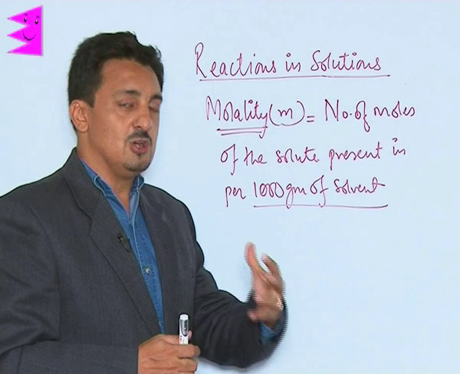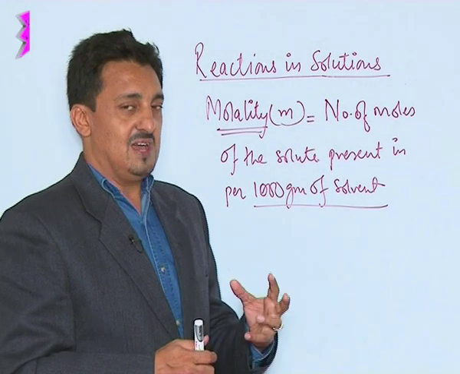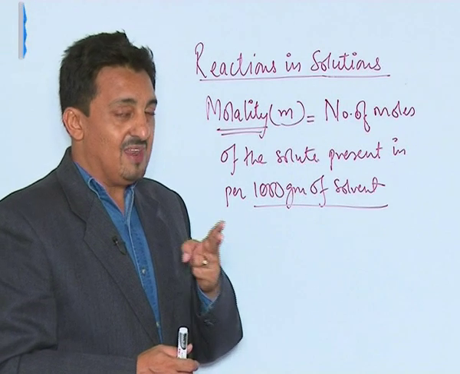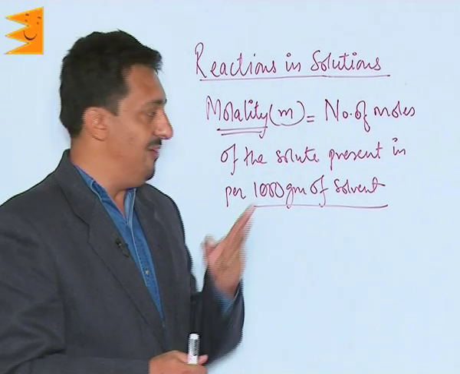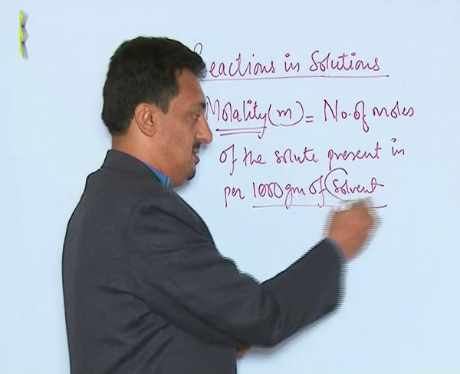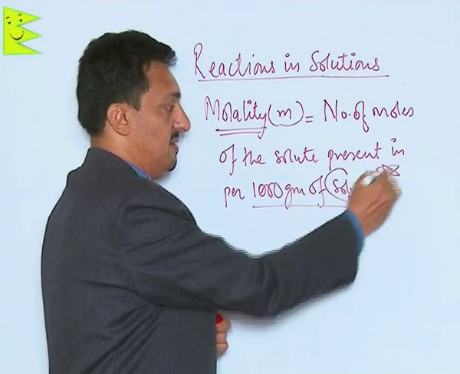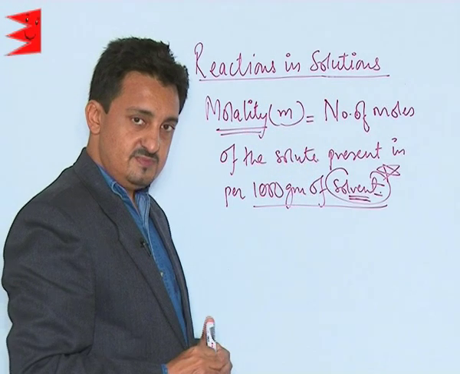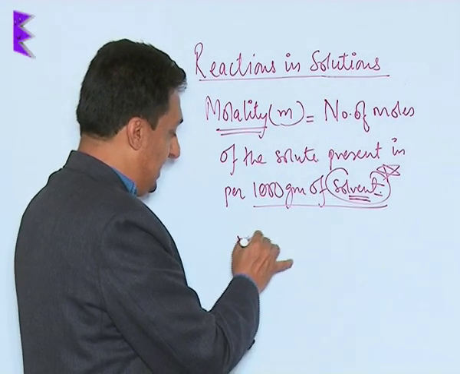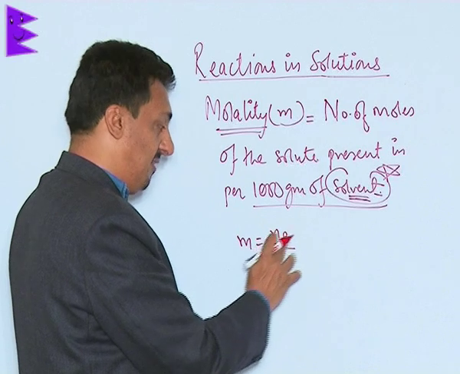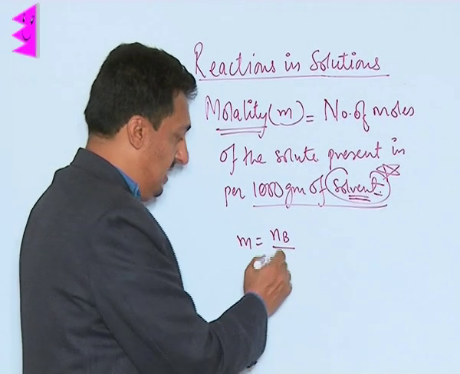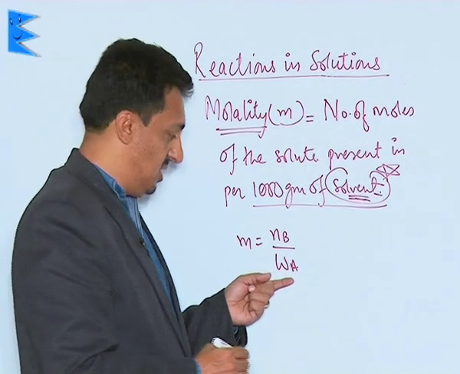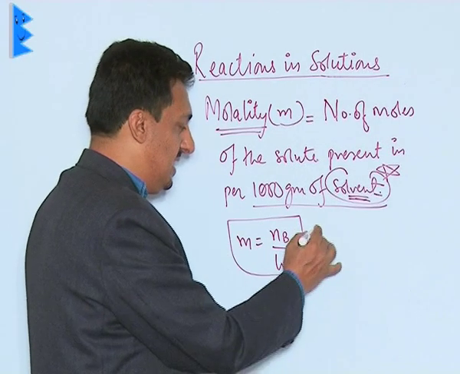So we eliminated those problems and gave the term that the number of moles will be taken per kg of solvent, or per 1000 grams of the solvent, not the solution. This is most important, and therefore the term molality originated. So, molality is the number of moles of the solute, say n_B, per kg of the solvent or per 1000 grams of the solvent. What is this W_A here?